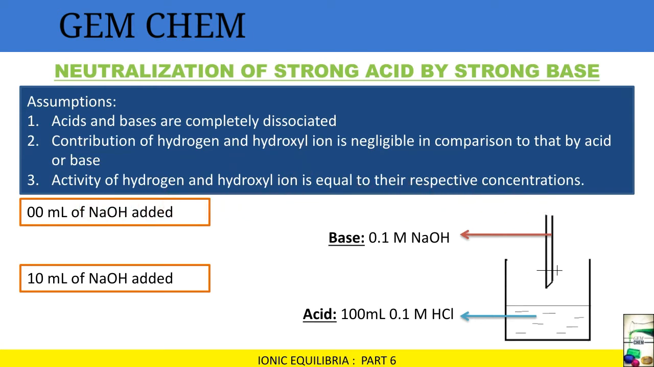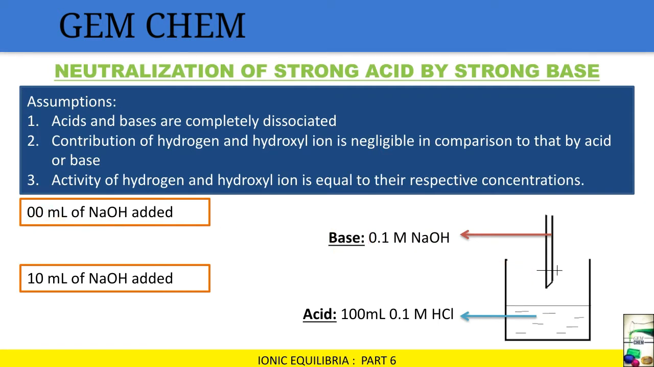Now activity refers to the big term for concentration, but we will not consider activity here. We will directly consider concentration. Now see, the important part is during the titration, in the beaker we will take 100 ml of 0.1 molar HCl solution, and in the burette we will take 0.1 molar NaOH solution.